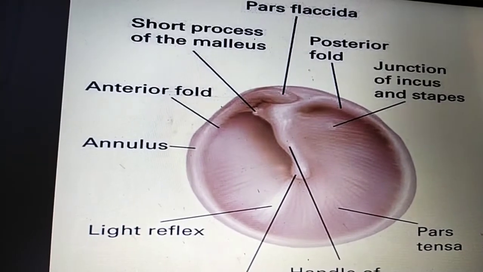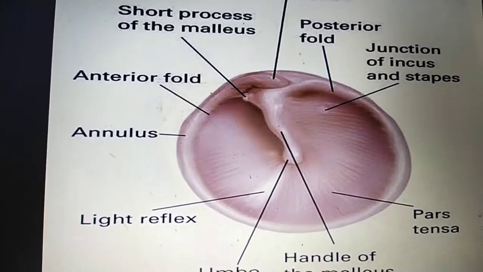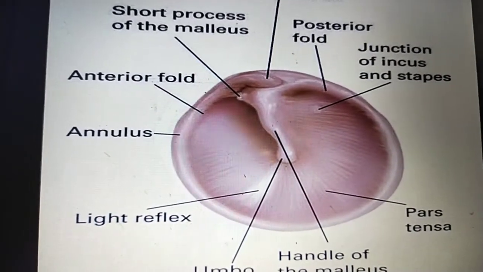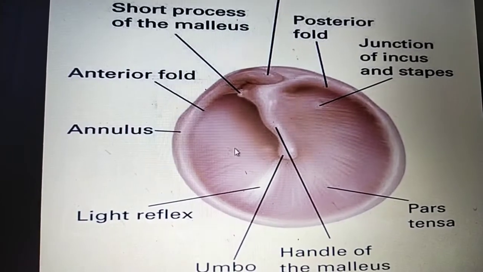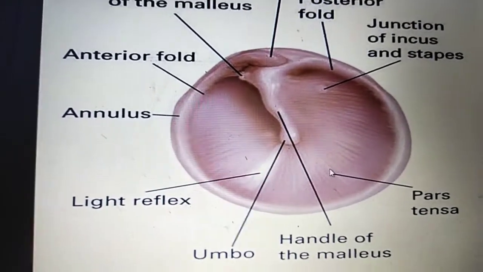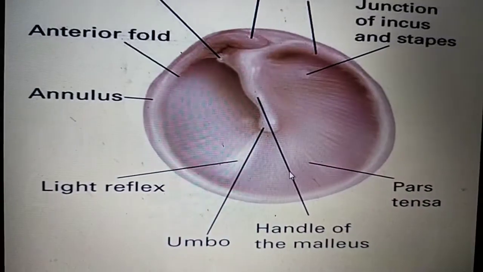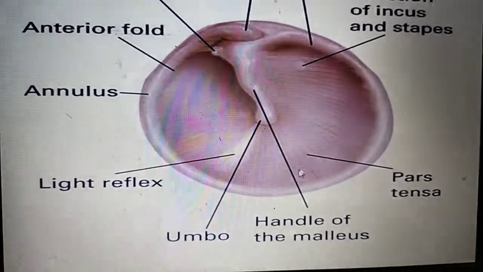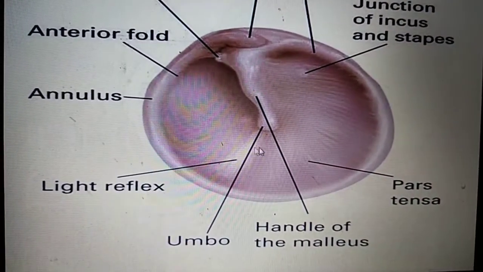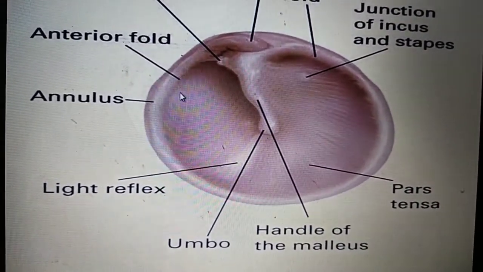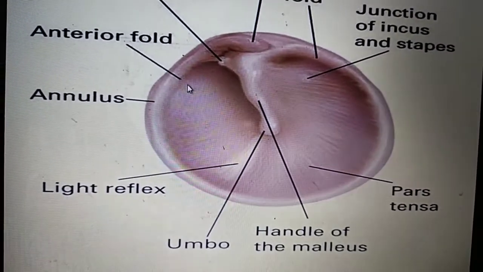Now we can go to the parts of the tympanic membrane. First, the major part you can see in the tympanic membrane is the pars tensa. This is the pars tensa, the tense portion of the tympanic membrane, and it refers to the main portion of the membrane.